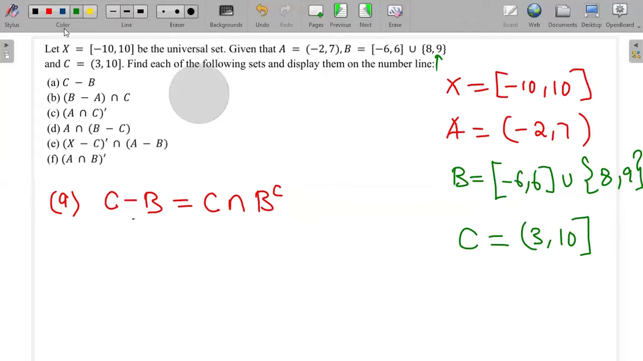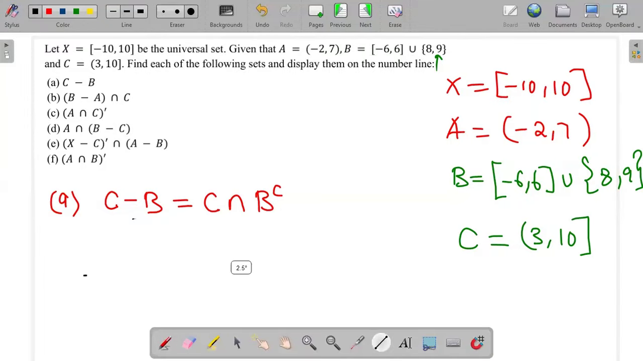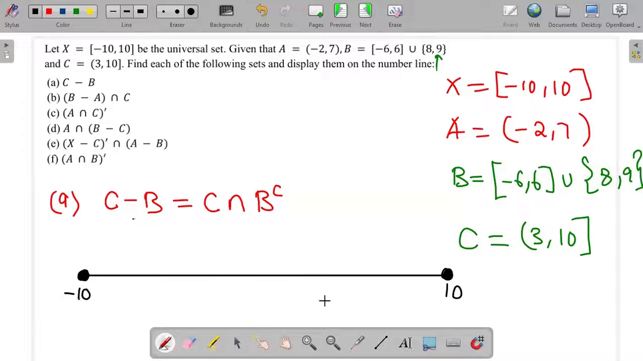Okay, so for you to solve it, you first have to simplify it like we have done here. Say, C minus B is the same as C intersection B complement. And then from there, you just have to draw the number line. On this number line, carefully indicate the universal set that you've been given. Look at the universal set here. We've been given from minus 10 to 10, and the minus 10 and 10 are actually included. So it means at the end of this universal set, we're going to have shaded parts like that. This will be minus 10, and this will be 10. So this is my universal set.